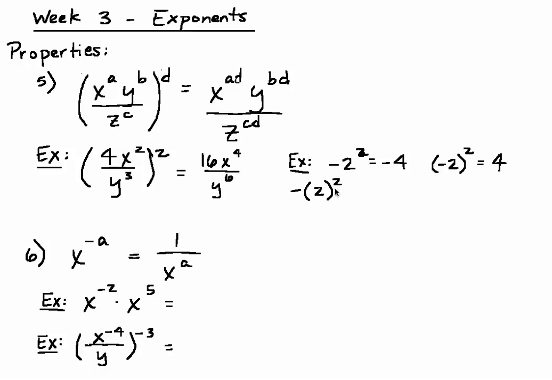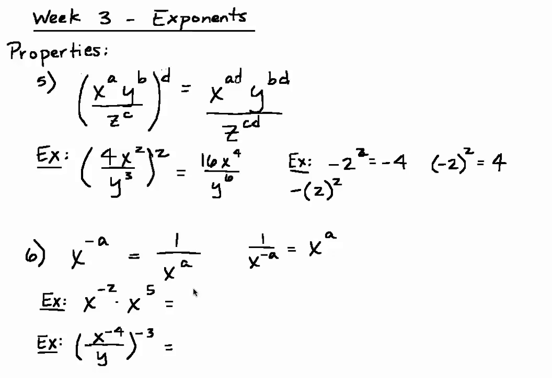And then the last property we're going to look at is negative exponents. A negative exponent can be written using a positive exponent by placing it over 1 as a fraction. We could also consider 1 over x to the negative a could be written as x to the a. In other words, when we have a negative exponent, if it's in the numerator, we can put it in the denominator to make it positive. If it's already in the denominator, we can move it to the numerator to make it positive.